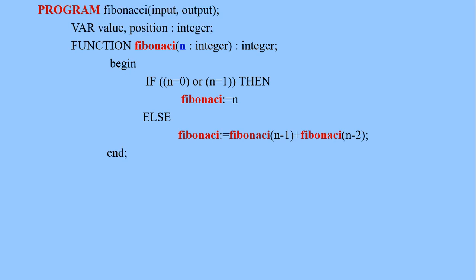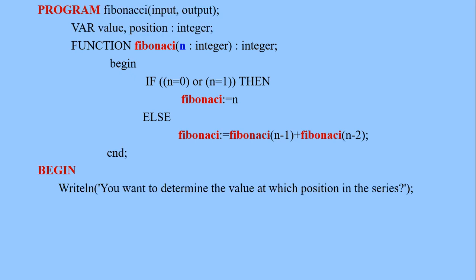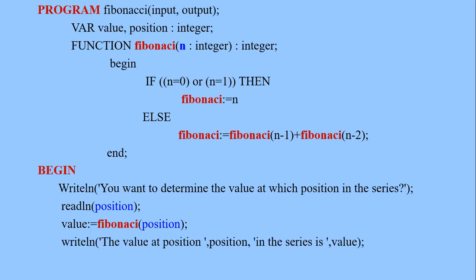Then the overall result will be returned back to the calling main program, where that value will be assigned to the memory location called value. And then the next statement to be executed will be the value at position. If 6 is what is stored in position, it will read: the value at position 6 in the series is what is stored in the memory location called value. So what is there will be picked and displayed as a number. And then the program will end.